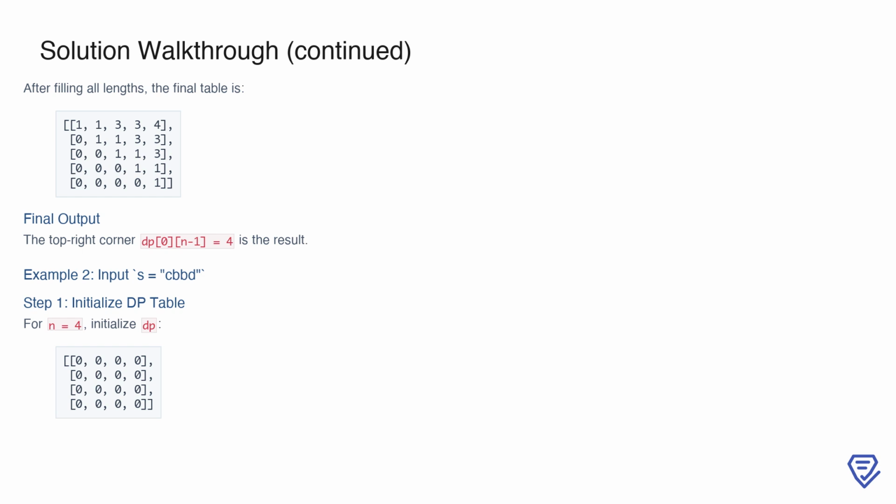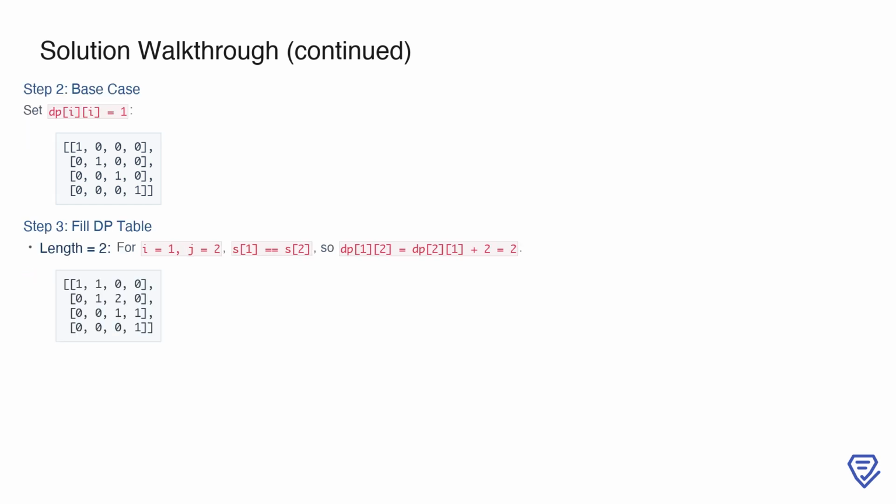Moving to the next example, with input s equals cbbd, we initialize a new dp table of size 4x4 since the length of the string is 4. As before, we start with all zeros, preparing the table for processing substrings of increasing lengths. Once again, we handle the base case by setting all diagonal elements of the dp table to 1, as single-character substrings are palindromes of length 1.